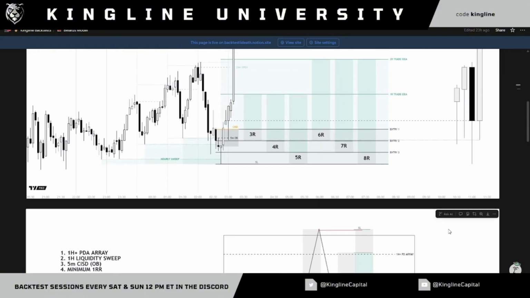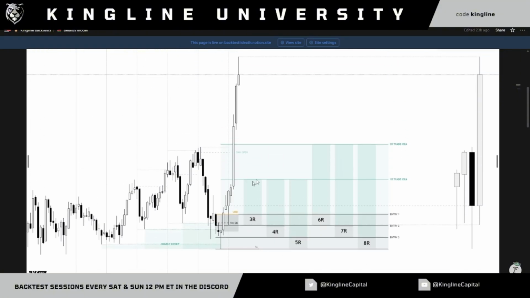Another crude depiction is here. So that 1R idea will yield us 3R, 4R, and 5R. The 2R idea with those three entries will lead us to 6R, 7R, and 8R entries.